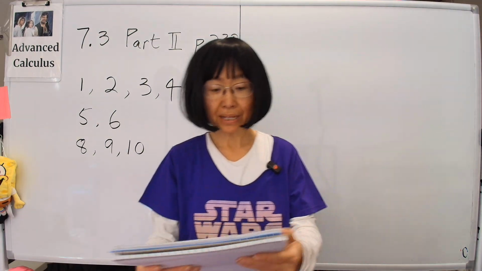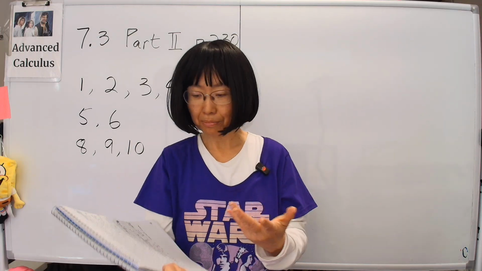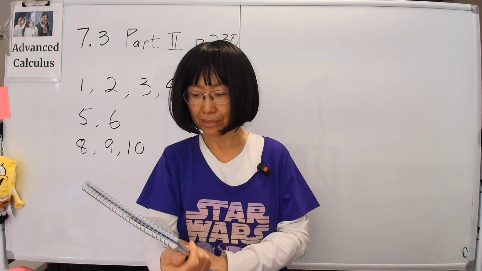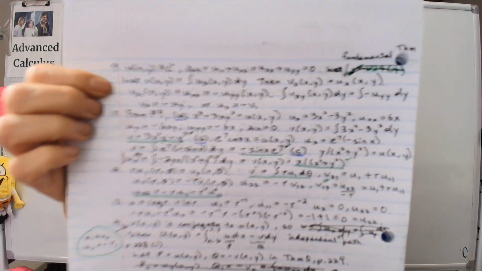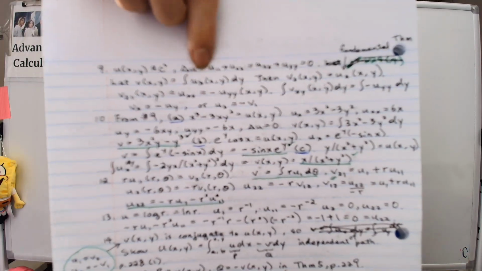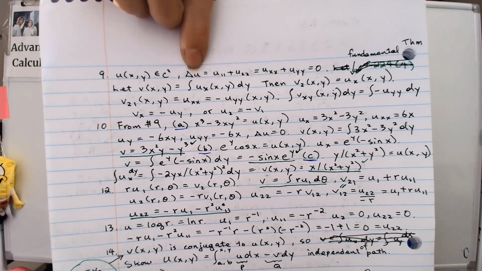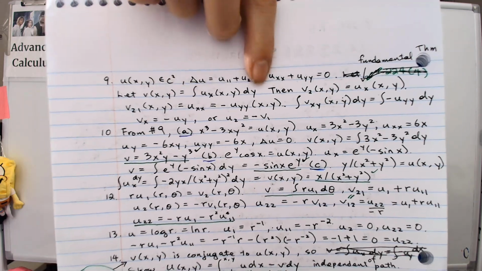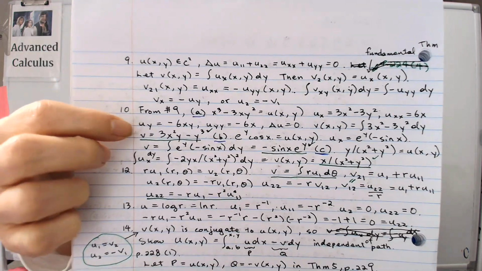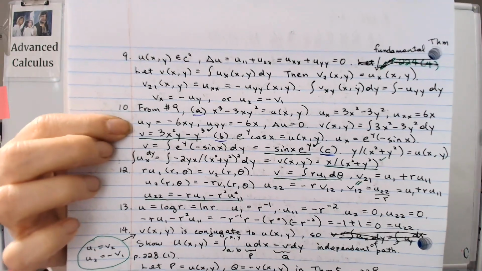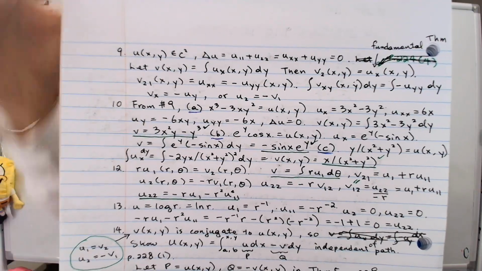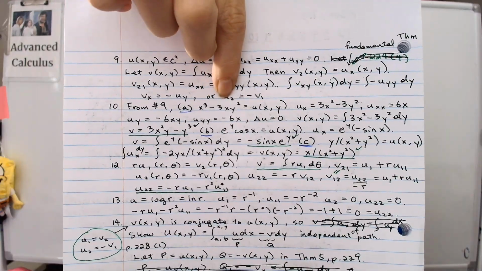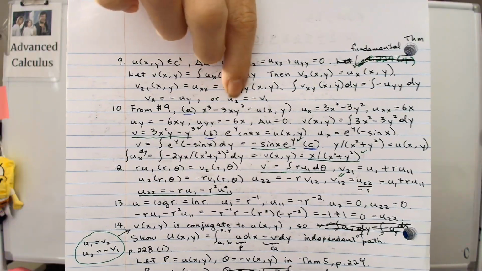So problem 10, we are going to base on problem 9. We're going to find a bunch of conjugates. Well, the conjugates are found, assuming this relationship holds, simply by the integral of ux dy or uy dx, something like that. So then we are going to apply that for the first equation and function.